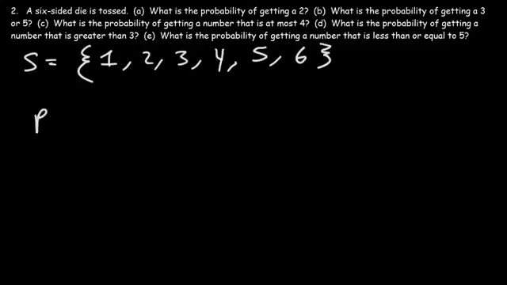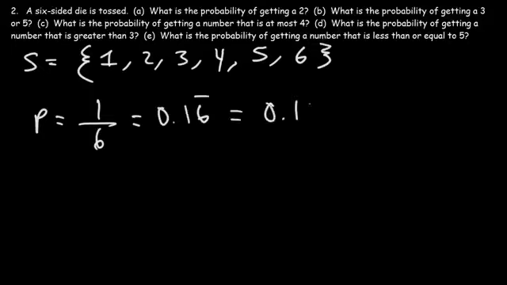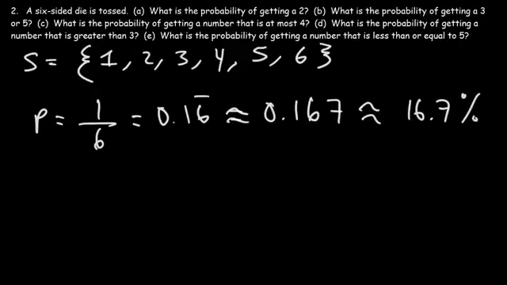Now the probability of getting a 2 is just, there's only 1 two out of 6 possible outcomes. So we have 1 favorable outcome out of 6, and 1 over 6 as a decimal is basically 0.16 repeating. If we multiply that by 100, but first let's round that to 0.167. So this is approximately 16.7%. So that's the probability of getting a 2 tossing a 6-sided die.